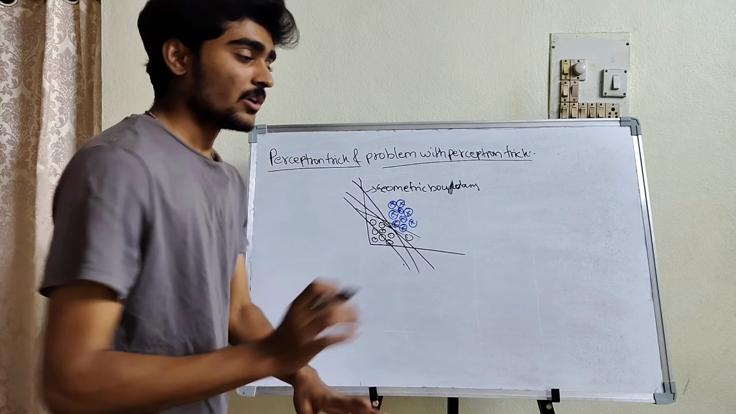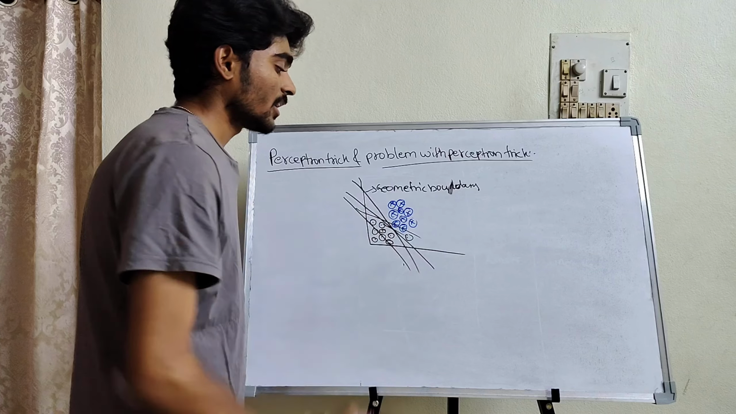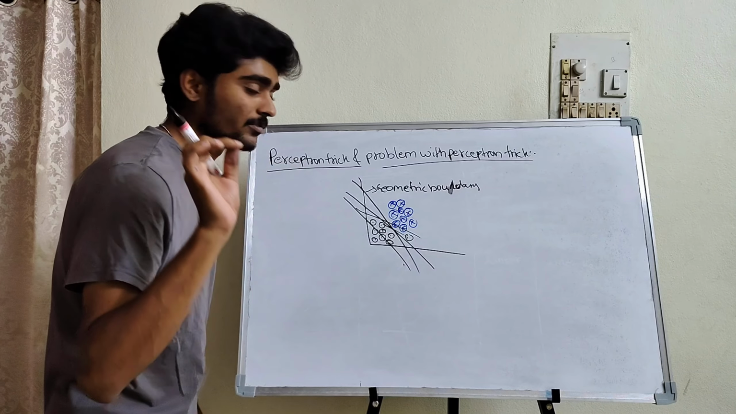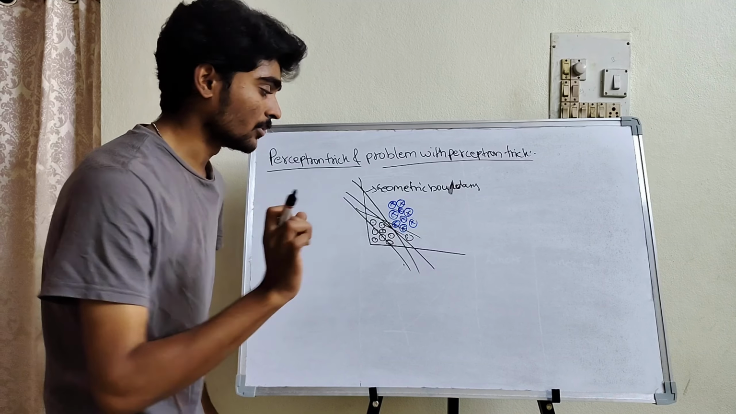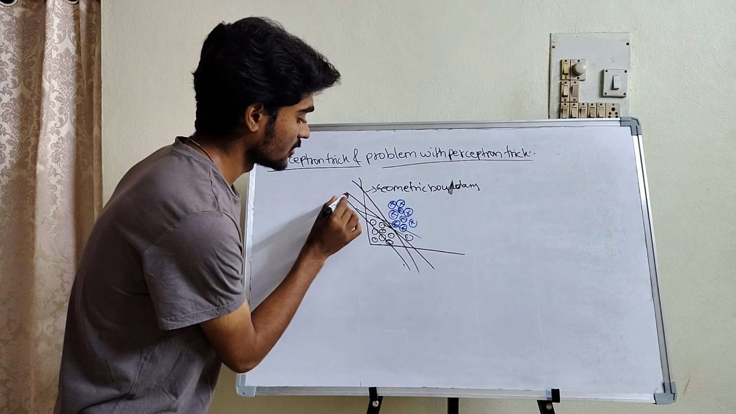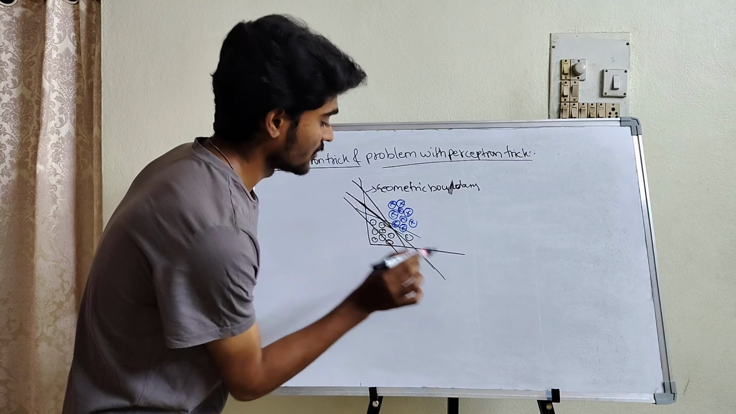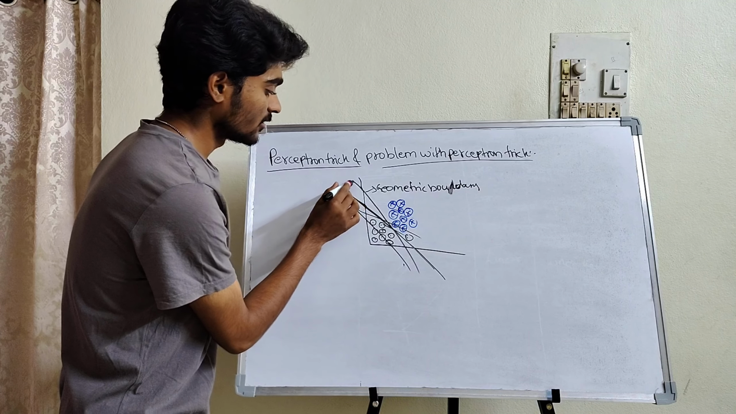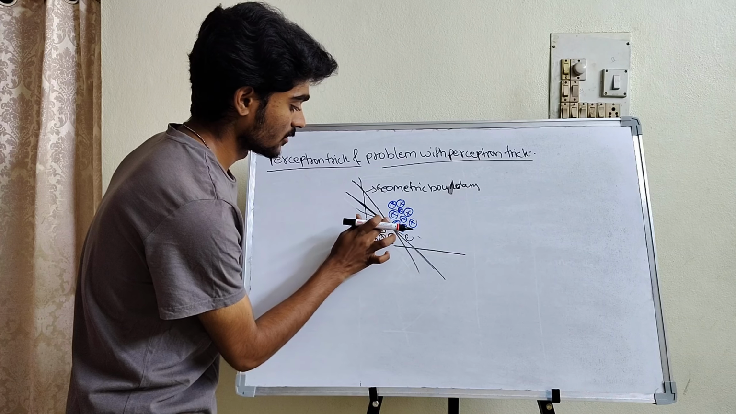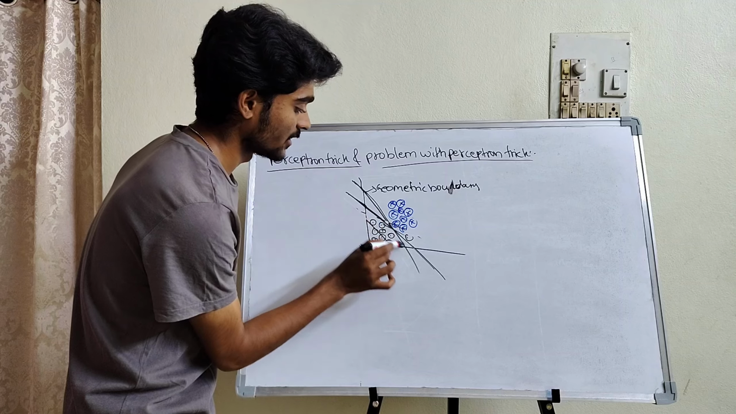Now let's see what the problem is with this perceptron trick, so that we have to go with loss functions. Okay, now let's see the first initial basic problem of the perceptron trick. Let's say this is our first classifier line, and let me rub this out. I have rubbed out both these lines and this is our next classifier line.